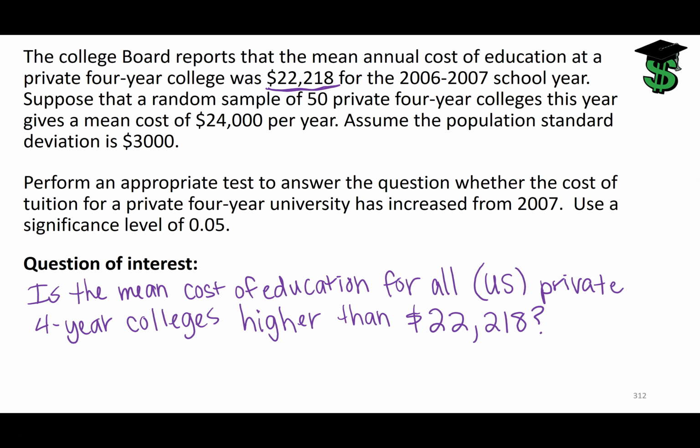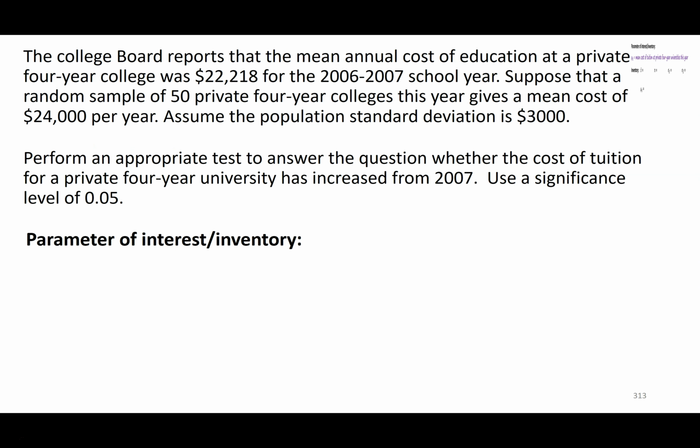What's great is if you set this up similar to the confidence interval, the mean cost of tuition for all private four-year colleges, that's my parameter. It's nested right in the middle of that question. So hopefully these first two steps start feeling a little redundant. Parameter of interest: I'm going to say X is the education cost of a private four-year university.